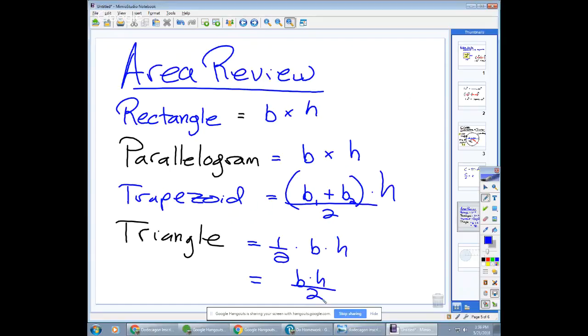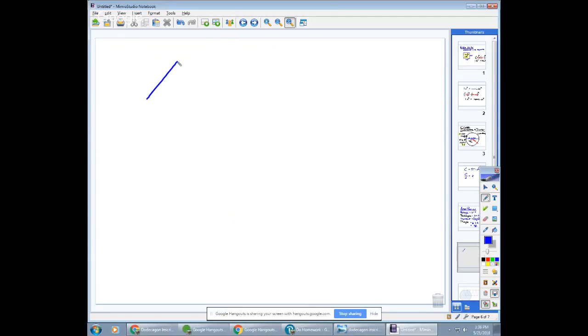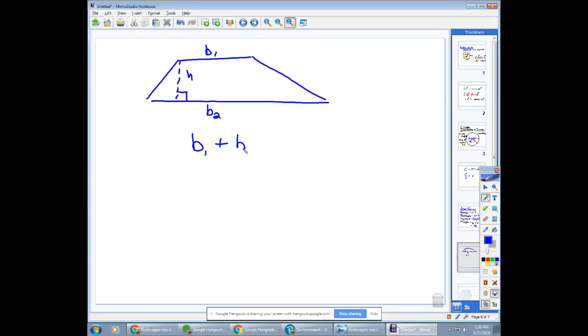Yeah, so check this out. I'm just going to manipulate the trapezoid formula. So here's an example of a trapezoid. This I could call base 1, this would be base 2, and the height has to be an altitude, it has to be measured perpendicular. So that's my height there. We said base 1 plus base 2 times the height divided by 2. So I'm just going to do a little algebra to this.